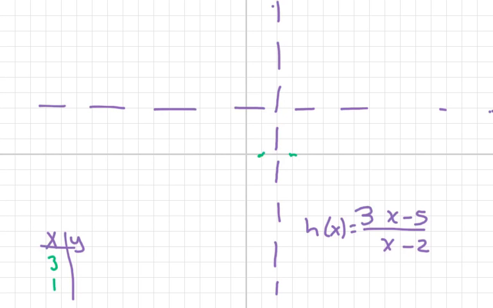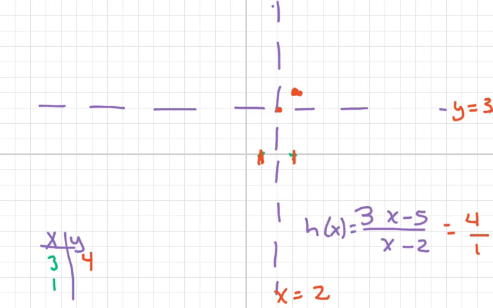I went ahead and took the liberty of drawing the asymptotes. This is y equals 3, and this is x equals 2. Now, what you need to do is, right here is more of our center point. Take these two x values and plug it in. So plug in 3. If you plug in 3 here, you're going to get 9 minus 5 is 4. And 3 minus 2 is 1. So 3 goes to 4. So it's right there.